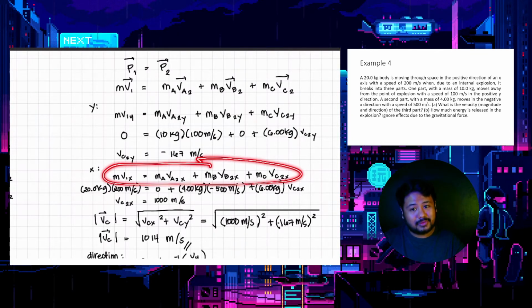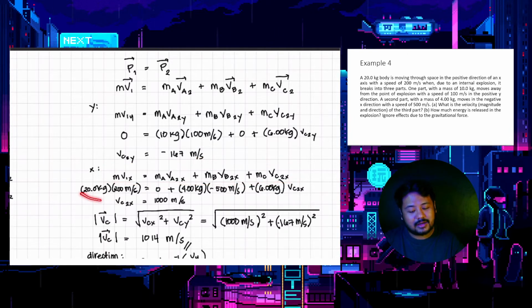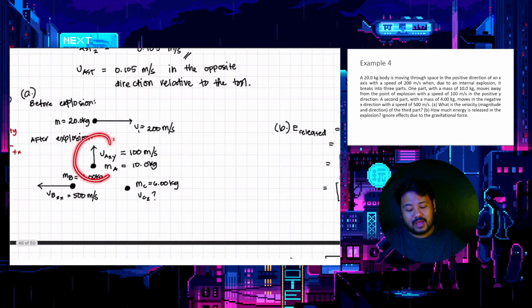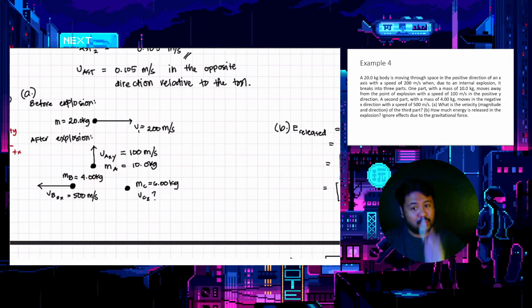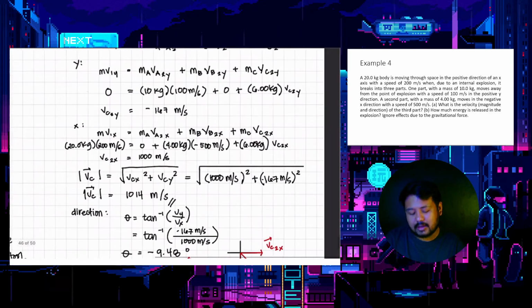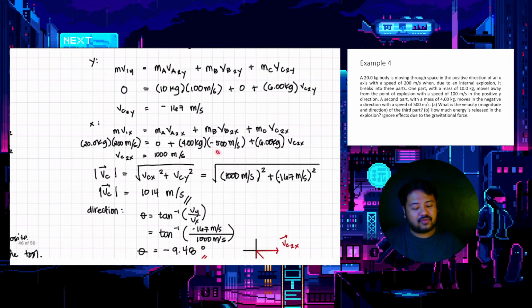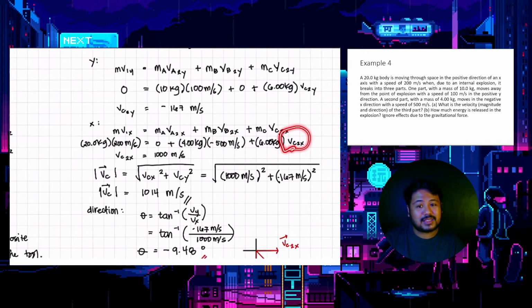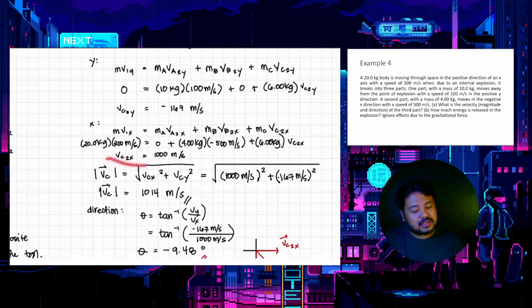And we know that initially it is moving in the x direction. Hence, we have 20 kilograms times 200 meters per second. For m_A v_A2, obviously v_A2 is moving, or m_A is going up, so there's no x component there. So plus 4 times negative 5 plus 6 v_C2x. And then we only have v_C2x as our unknown. So v_C2x is just equal to 1000 meters per second.